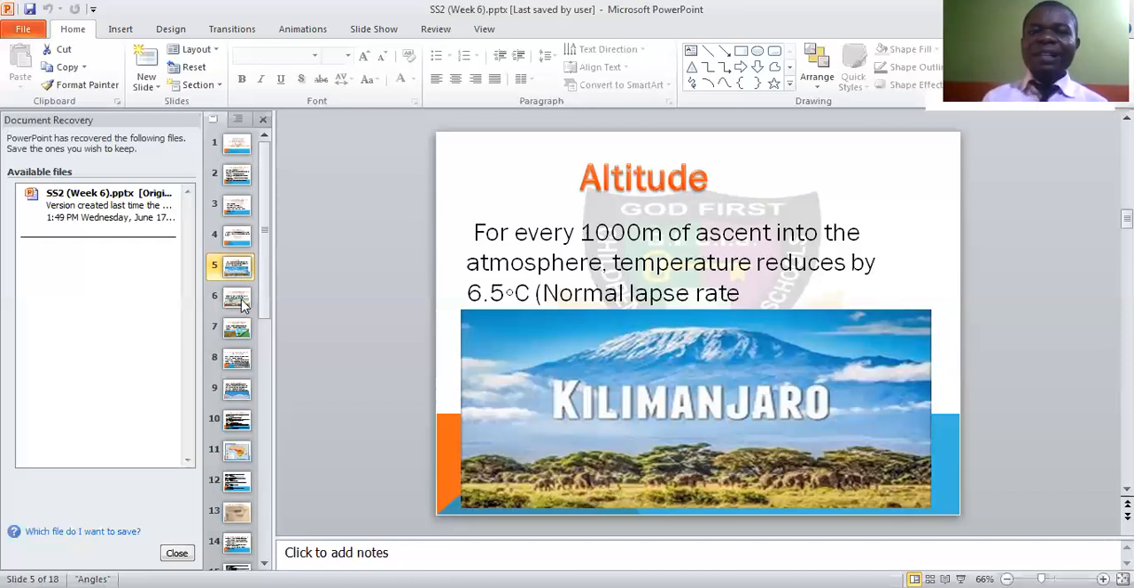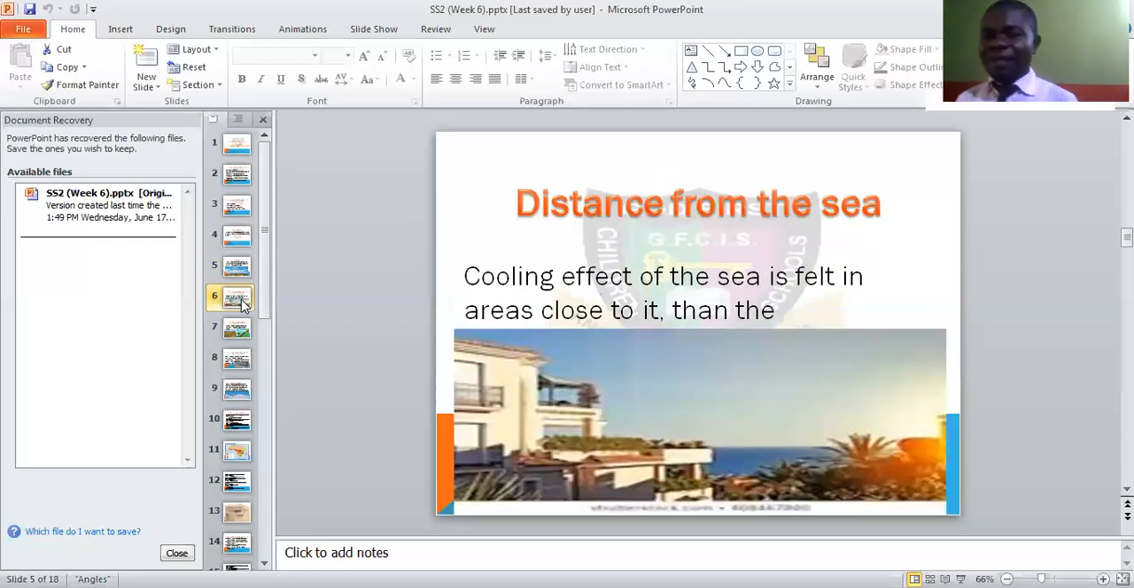Then another thing is the distance from the sea and the continentality. The cooling effect of the sea is felt in areas that are close to it more than in open ground. You see a house here that is close to the sea. The ocean current and the cooling effect of the sea will affect this particular place more than an ordinary place.